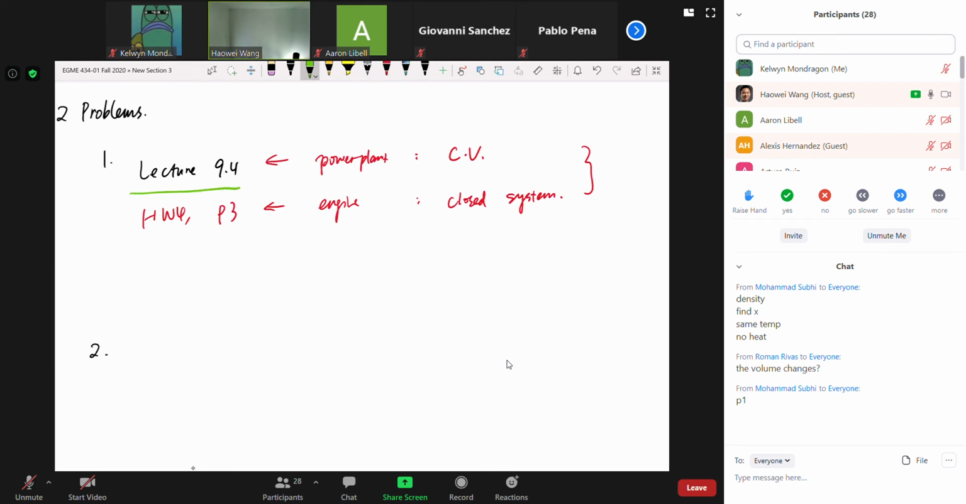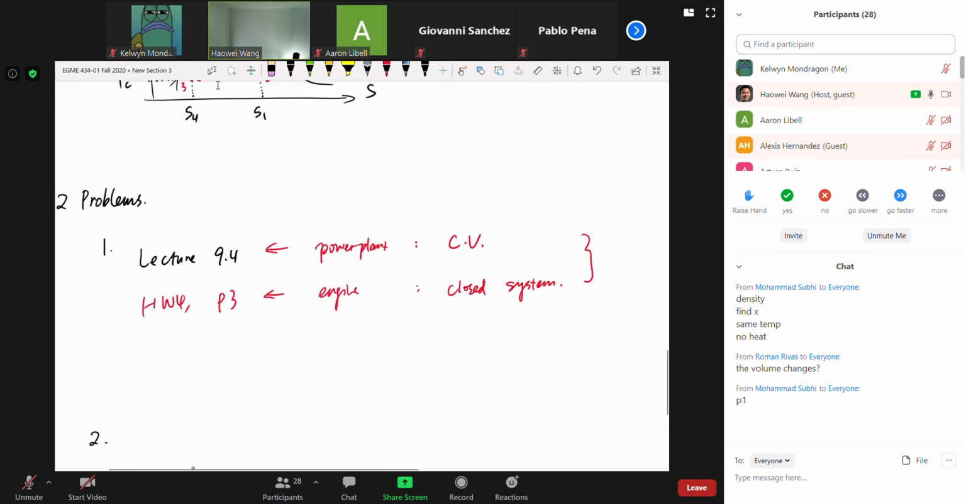The only difference between them is that in lecture 9.4, the example is a power plant, where everything is a control volume, so you have to use the long version of the first law. In homework 4, problem number 3, the example was an engine. Therefore, every step was treated as a closed system, and then you have to use the short version of the first law. By studying both of them, you can have an even better understanding of the whole thing. So when you solve a question like this in the exam, make sure you first identify if it is a closed system or a control volume. Make sure you study those 2.